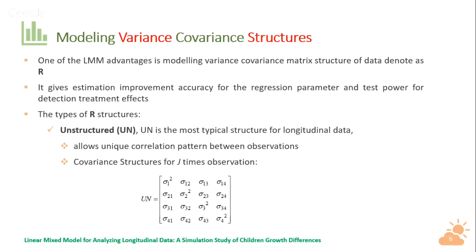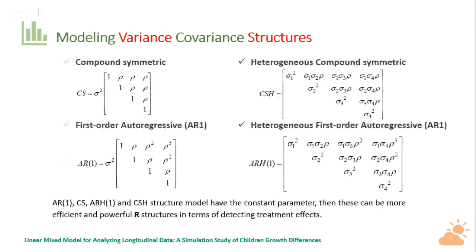First is the unstructured model. In the unstructured model we have so many parameters to estimate, but every parameter in this matrix has a unique value, or it will have a unique correlation pattern between observations. The other model is compound symmetry.